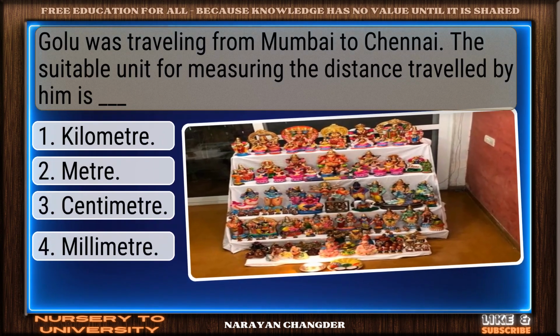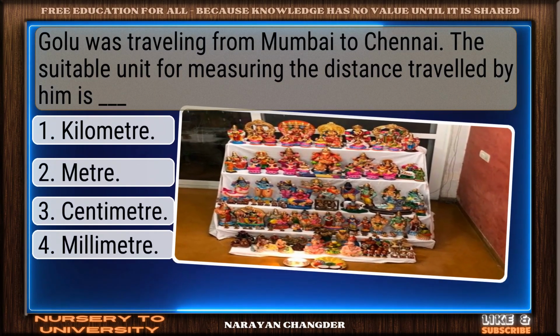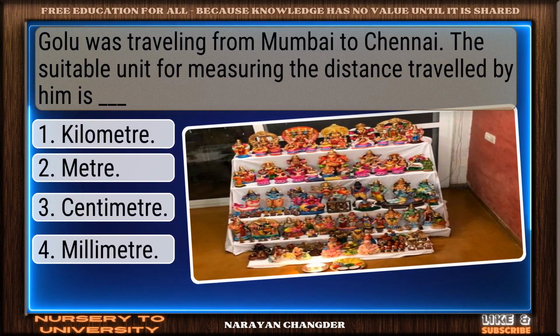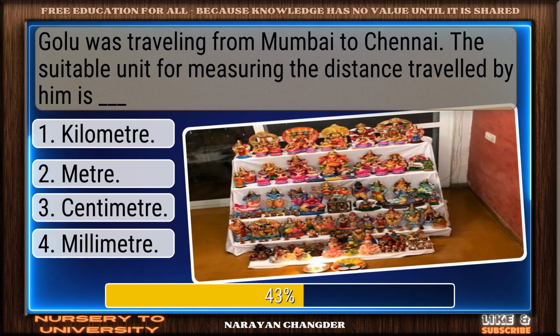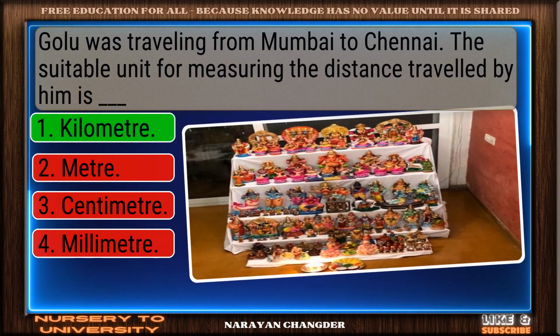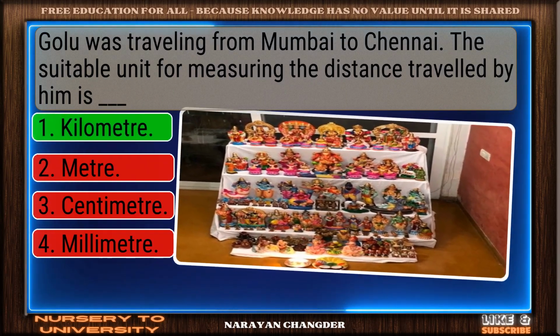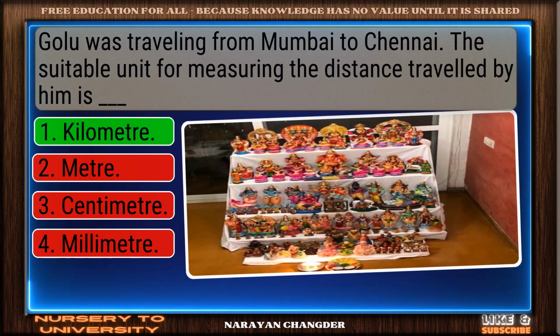Golu was traveling from Mumbai to Chennai. The suitable unit for measuring the distance traveled by him is dash. Correct response. Kilometer is the most accurate answer.